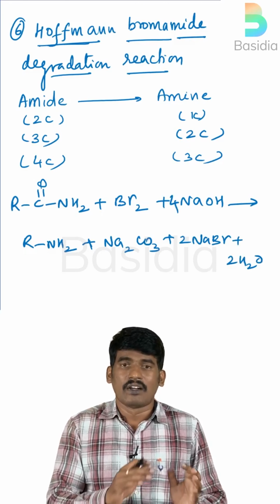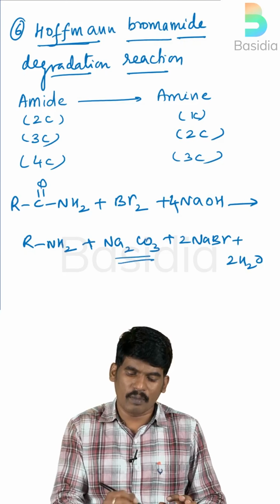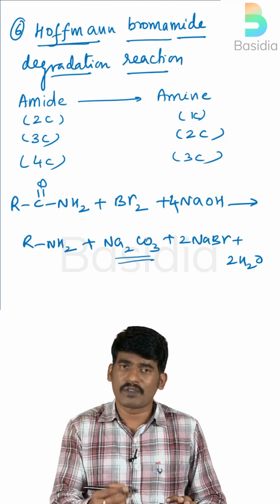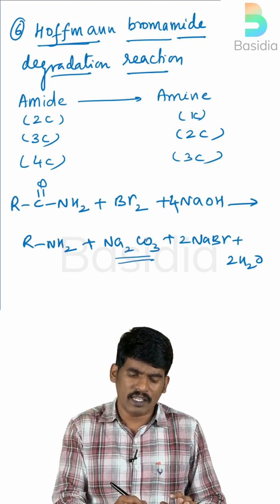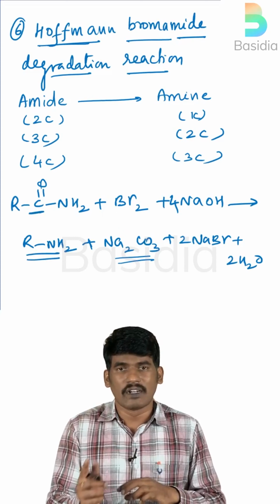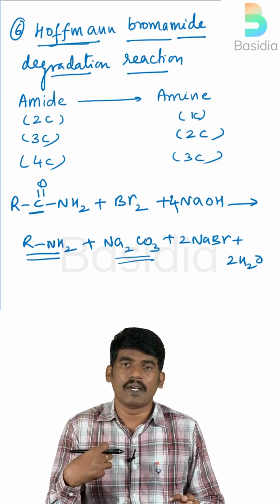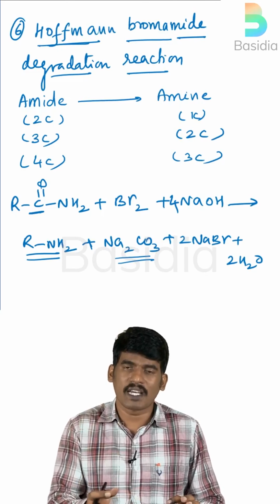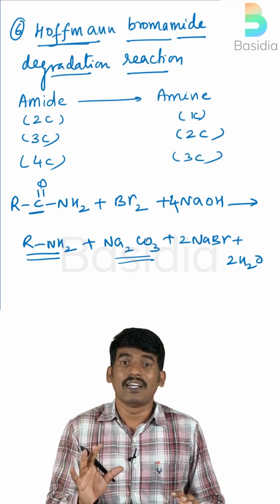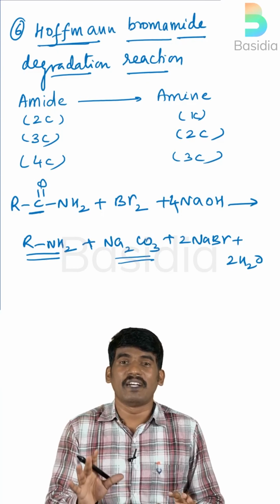Here carbon dioxide is removed and it is formed in the form of Na2CO3. If I use KOH, I can use KOH also, you will get K2CO3. So if you observe, RCONH2 has been converted into RNH2, and this CO has been lost in the form of carbon dioxide that is absorbed by the base, NaOH. If you use KOH, KOH can absorb it, and it forms Na2CO3 and K2CO3 respectively. This reaction is called the Hoffmann bromamide degradation reaction.